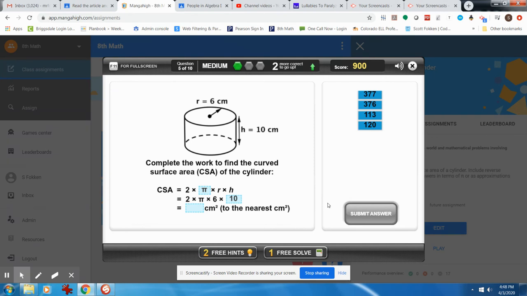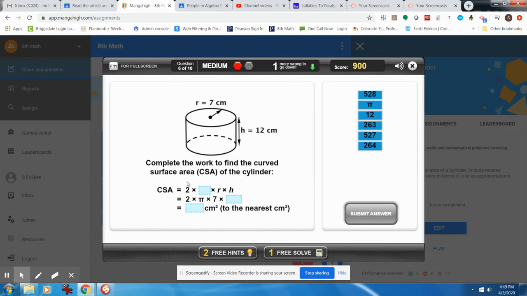And then if we plug all that into our calculator, 2, oops, got to turn my calculator on. 2 times, I'll use 3.14 for my pi, times 6 times 10. I'm just plugging in all the numbers that we see there, and I get 376 and some change. Oh, I didn't like it. They wanted me to round up.